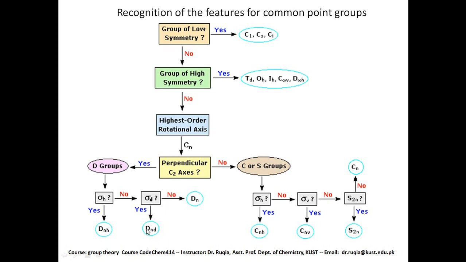If the horizontal plane is missing, we look at the dihedral plane. If the dihedral plane is present, it will belong to the Dnd class. If it's missing, then it will belong to the Dn.